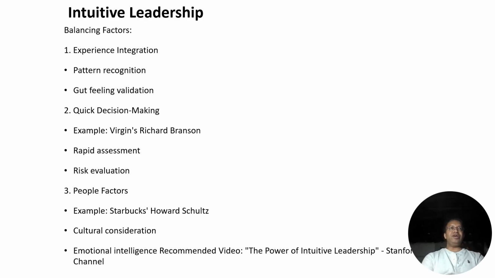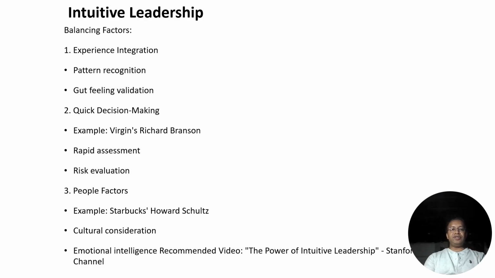Intuitive leadership is another way of looking at how decision making can be done by agile leaders, balancing factors like experience integration. There's no substitute for the wisdom that leaders gain over a long period of time. So any kind of experience that has been gathered over a long period of time can really help in taking decisions that are based on intuition, because the experience integration is possible, and also because agile leaders who have experience recognize a pattern. They can depend on a gut feeling validation that they for sure know some actions or some decisions are going to work in certain situations because they have seen it before.